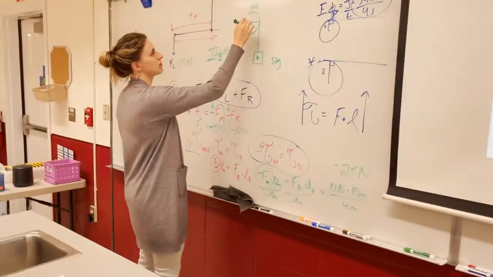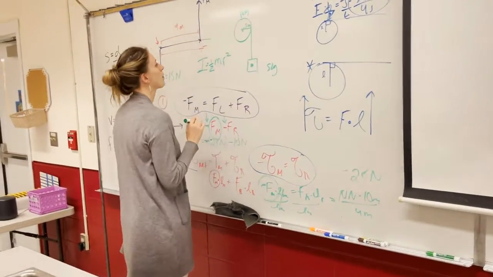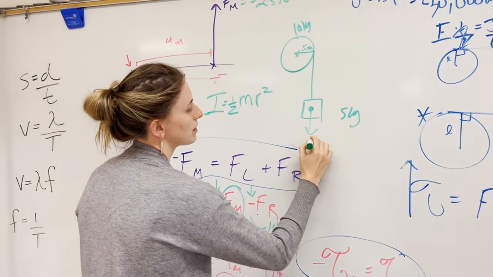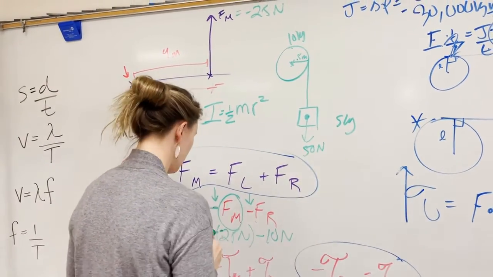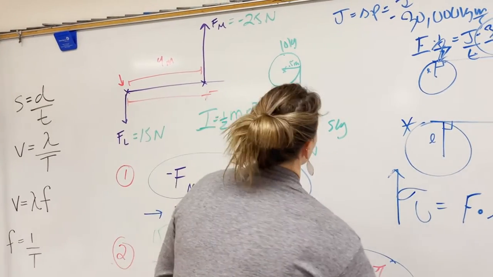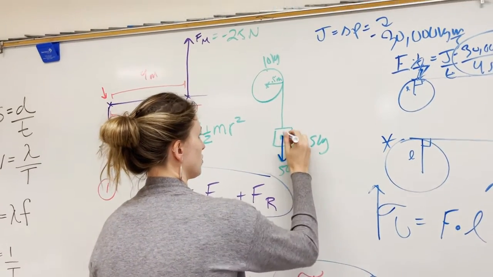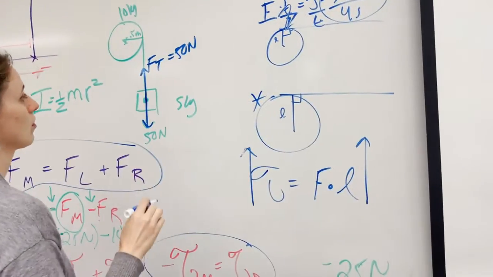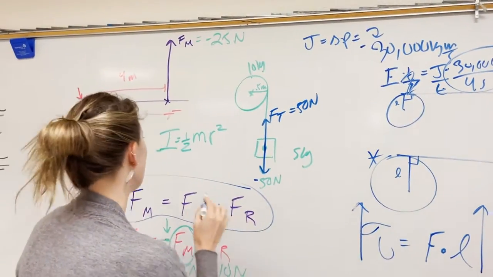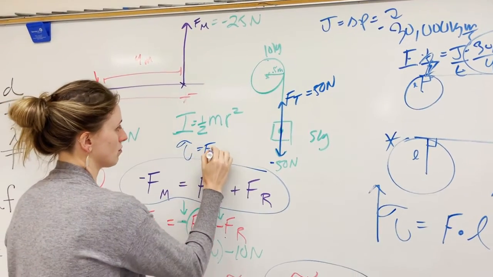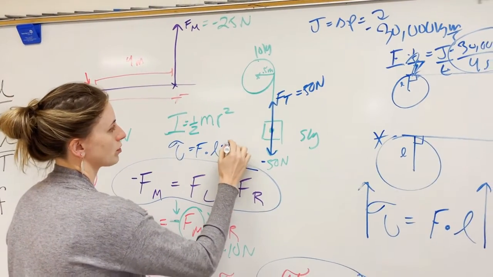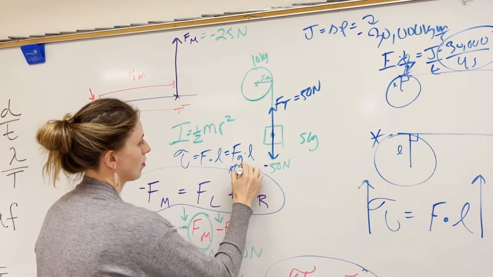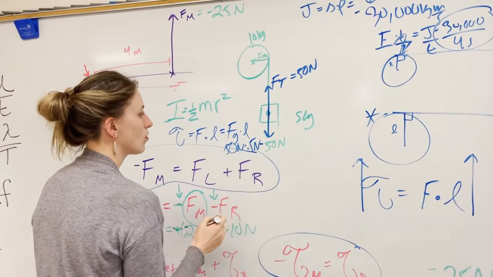Our radius is 0.5 meters. And we could find the force of gravity acting on the mass, that's going to be 50 newtons. And we could find the torque, because the force of the tension times the radius, which is the lever arm. The torque is the force times the lever arm, and the force is the force of gravity or tension. It'd be 50 times 0.5, that's going to be 25 newton meters.